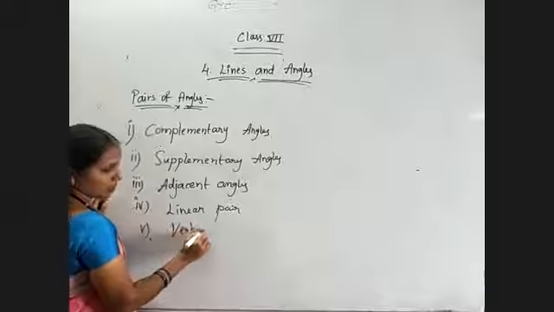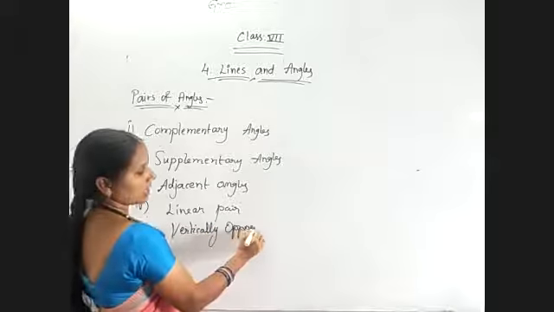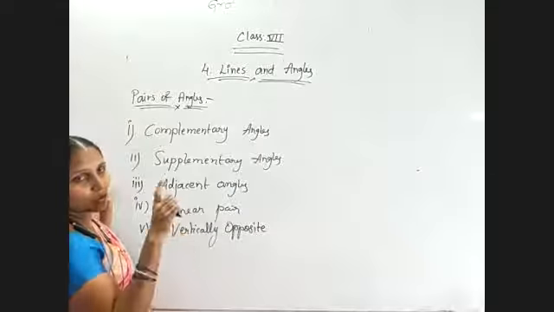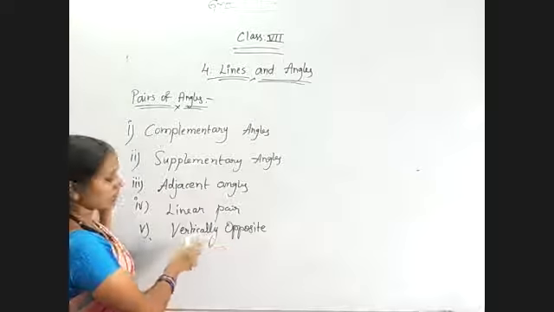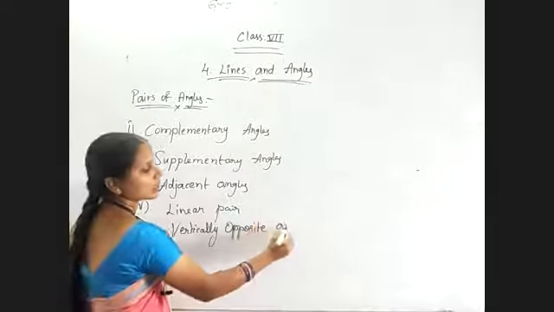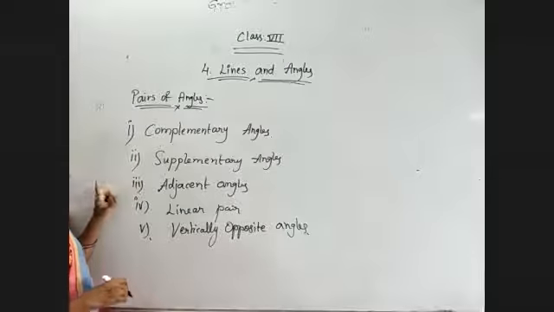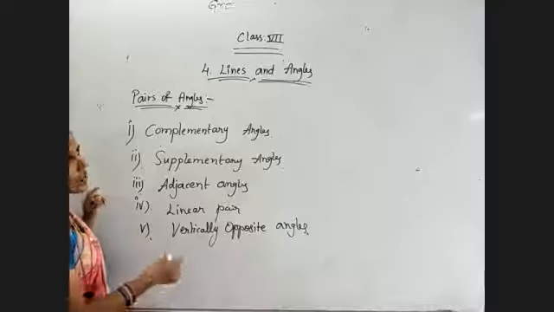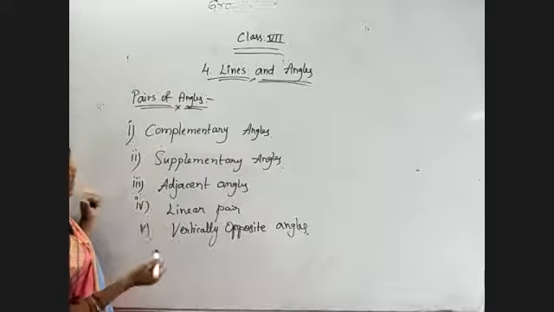Already I have explained about vertically opposite angles. When we get intersecting lines, two pairs of opposite angles are formed. Those two opposite angles are always equal, and they are said to be vertically opposite angles. After that I'll explain. So these are the different types of pairs of angles. After that we have types of lines also, so that one we will discuss later.